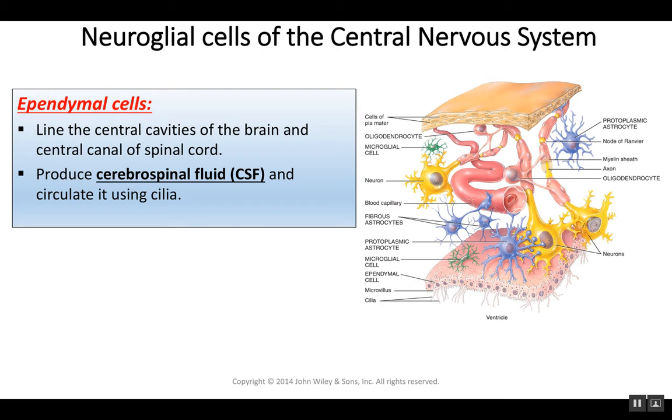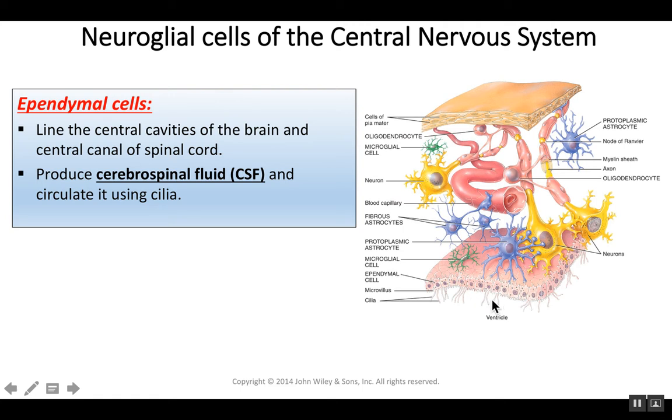And that technique is called a spinal tap or lumbar puncture. This cerebral spinal fluid is produced by these ependymal cells, and then the ependymal cells have little cilia. You can see this thin layer of cells here are the ependymal cells, and then they have little cilia that are going to circulate the fluid.